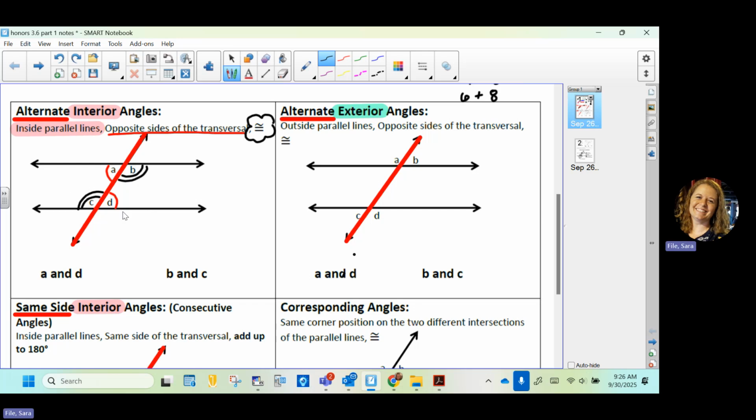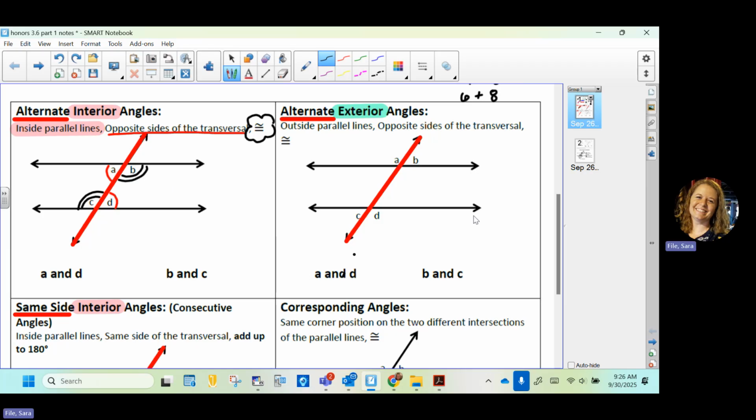So alternate interior. Some people ask, well, wouldn't A and B be alternate interior? Yes, A and B are on alternate sides, and yes, A and B are interior, but they're not congruent, are they? No. A is acute and B is obtuse. Alternate interior angles are congruent to each other, so they have to be at different intersections here. A and B would be a linear pair. They would be supplementary. So far, so good?